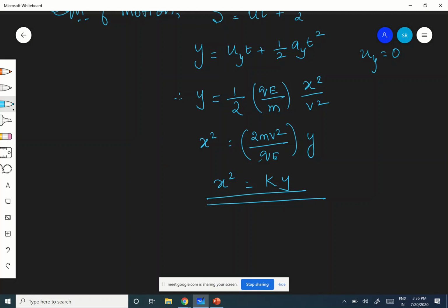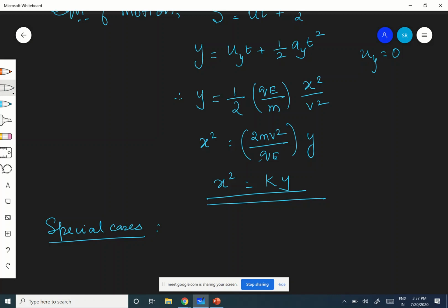That is how it is experiencing a force. What will be the path of the charged particle when it moves perpendicular to the applied electric field? Right? Now let us go for some special cases. Special case number 1.